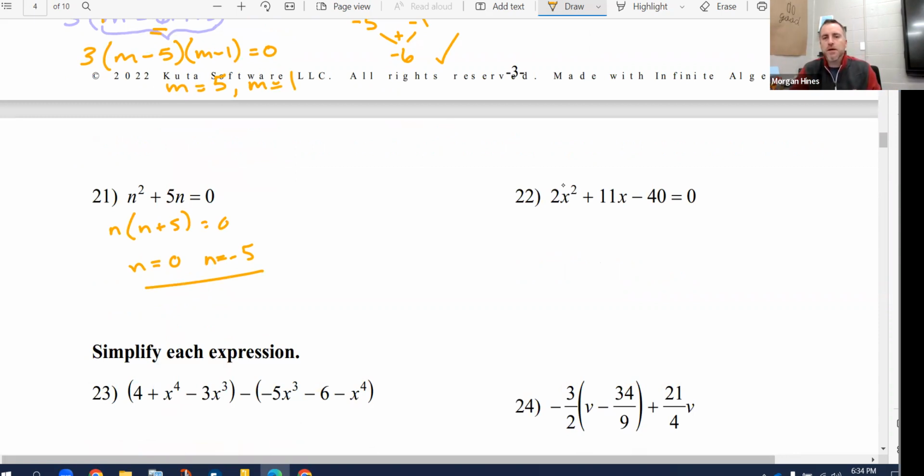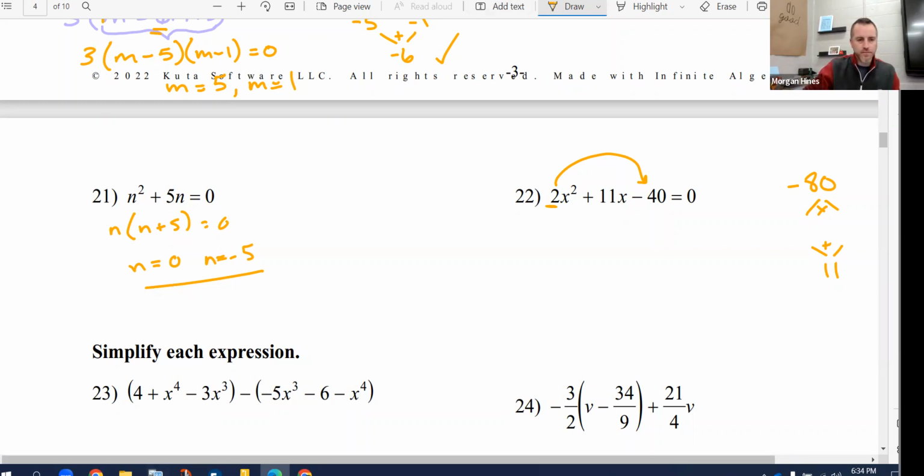Okay, 22. Are there any common factors? Well, the biggest common factor we could get would be a 2, but 11 doesn't divide by 2 because it's difficult. So we're just going to have to multiply 2 by negative 40. That gets us negative 80. That's the number we need factors of, and we need our factors to add up to 11. So what factors work like that?